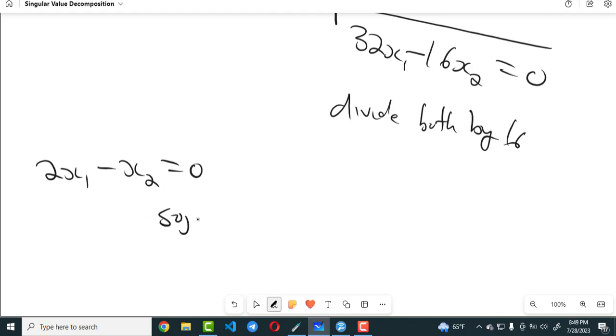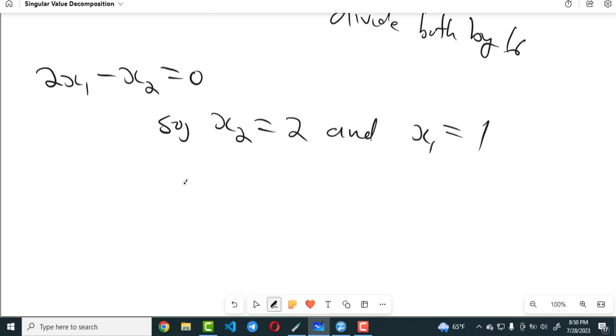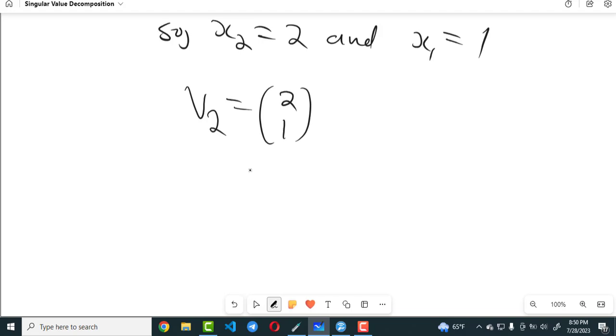So here we can actually see that x2 is equal to a positive 2, and also x1 is equal to 1, as you can see. So it means our second vector, which is vector 2, has points 2 and 1. So these are our eigenvectors.